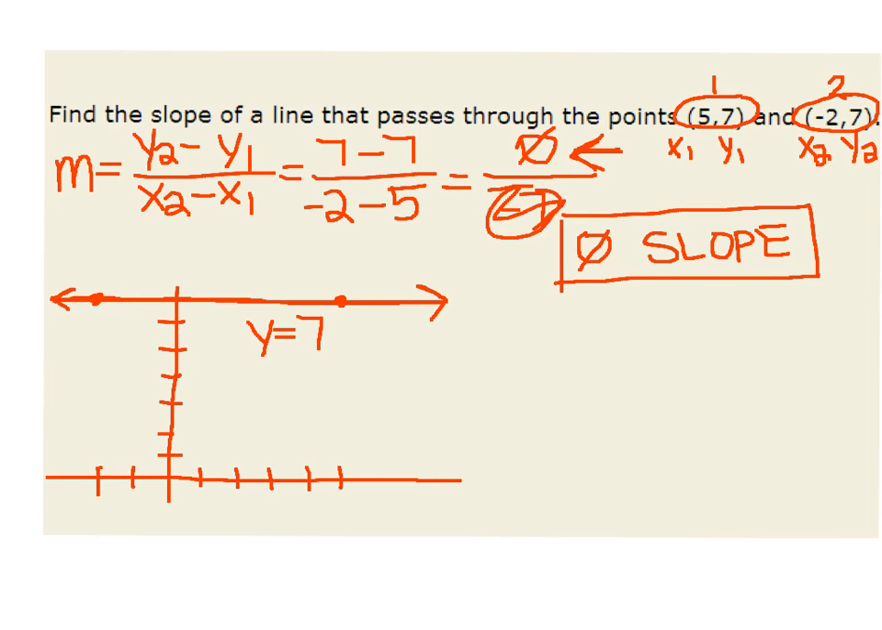When x is 2, right here, y is 7. When x is -1, y is 7. When x is 50, y is going to be 7. So it's okay that we have a 0 slope. It just means that we have a horizontal line. So our slope is 0, and that's our final answer.